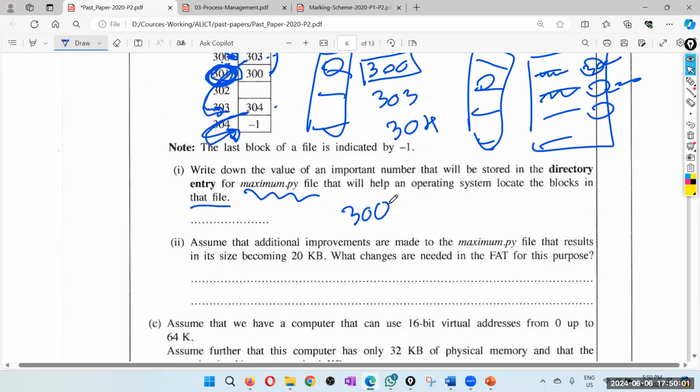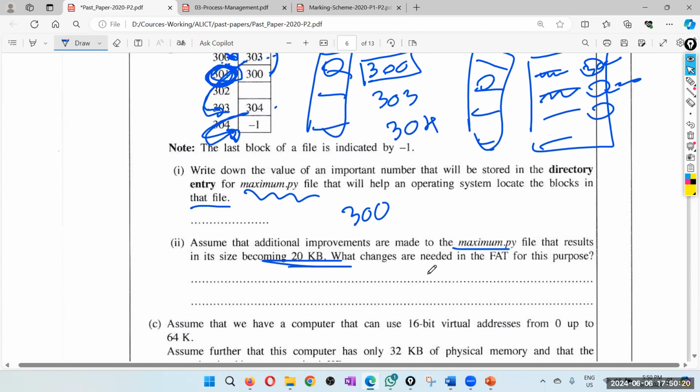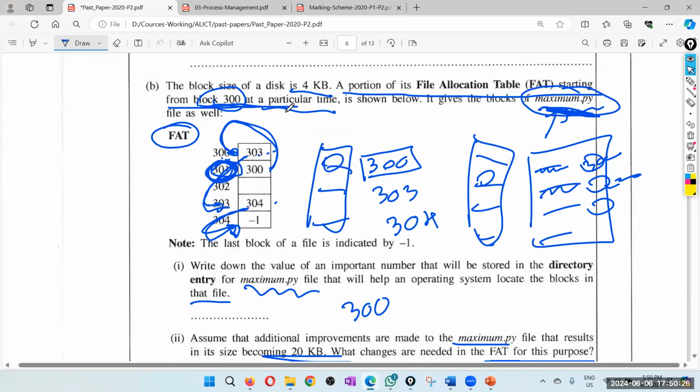Okay. Right. So the next question. Assume that additional improvements are made to maximum PY. So that means you have done some changes to the file, that result in the size becoming 20 kilobytes. Now the file is 20 kilobytes. What changes are needed in the FAT for this purpose? Now remember, each block can keep 4 kilobytes, right? So each block can keep maximum 4 kilobytes.